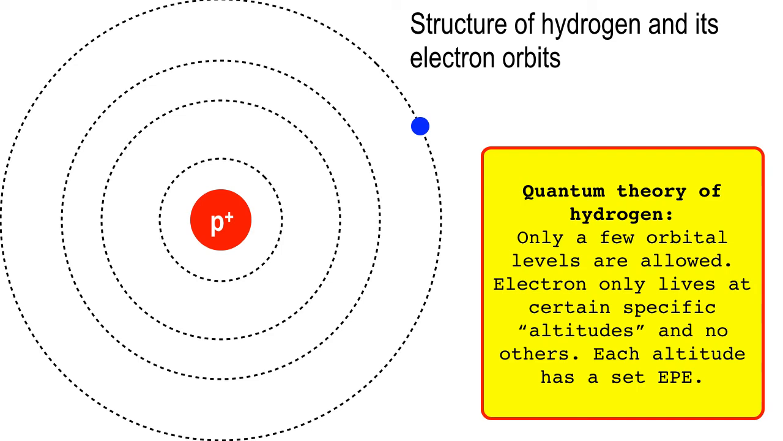So the electron only lives at certain specific altitudes and no others. And each altitude has a set level. I mean, it's a charged system, right? It's an electron and a proton. So if you know the distance, you can calculate the electrical potential energy, right? So if each of them has a certain altitude, you can figure out the electrical potential energy for that separation. We didn't really do a whole lot of that, but you know that you can do it.